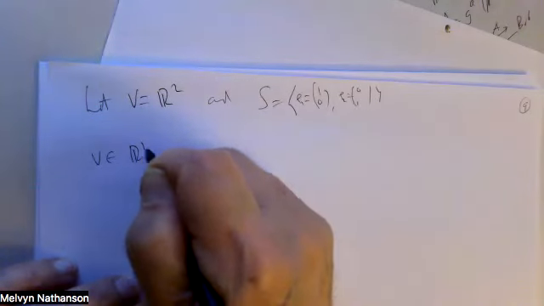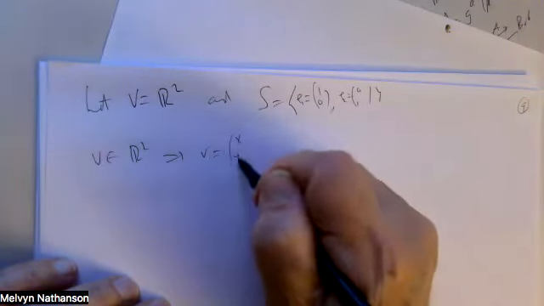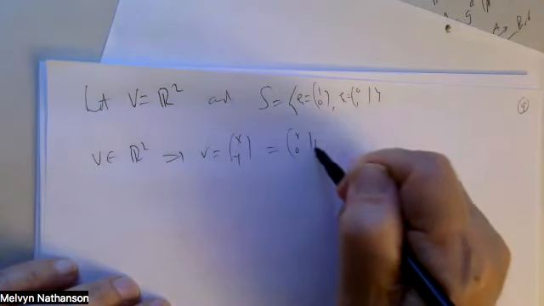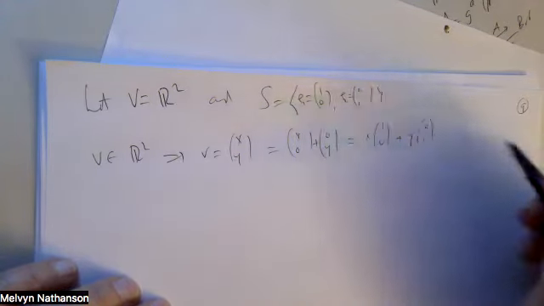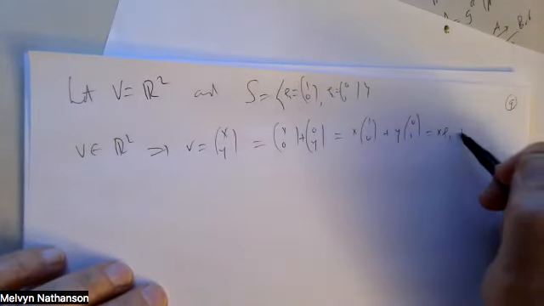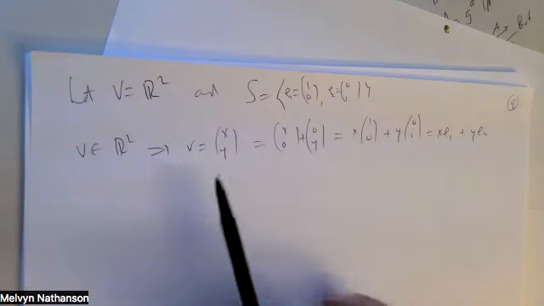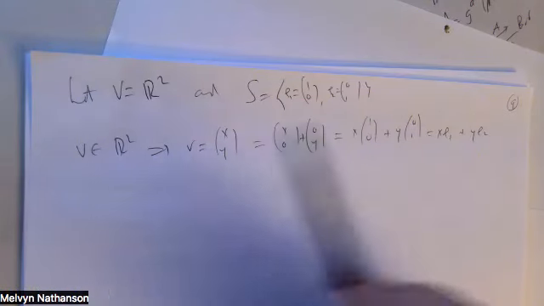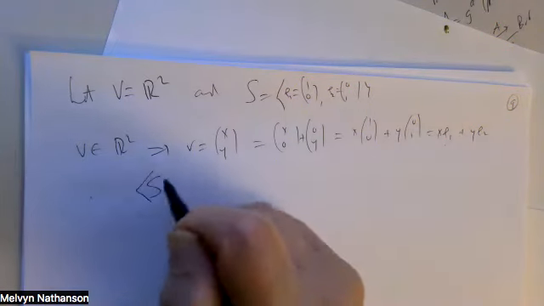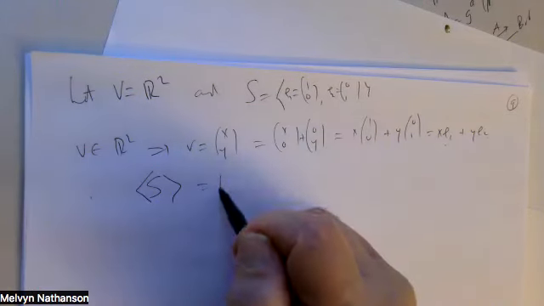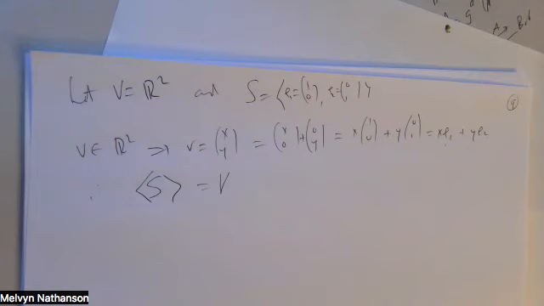So if V is in R2, then V is some vector (X, Y), which is (X, 0) plus (0, Y), which is X times (1, 0) plus Y times (0, 1), which is X e1 plus Y e2. So every vector V in R2 is a linear combination of e1 and e2. Therefore, the subspace generated by this set S is in fact the whole vector space. So this set of vectors generates R2. R2 consists of all linear combinations of these two vectors.